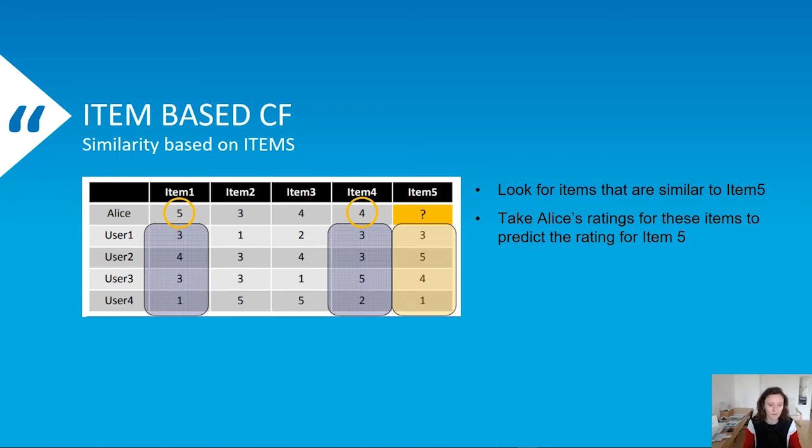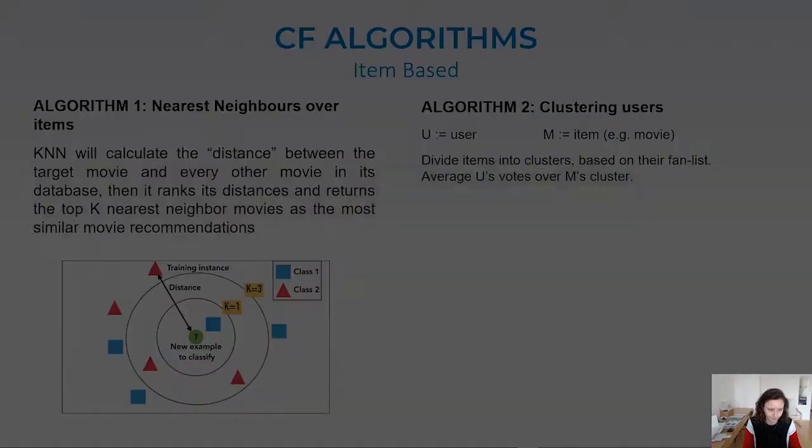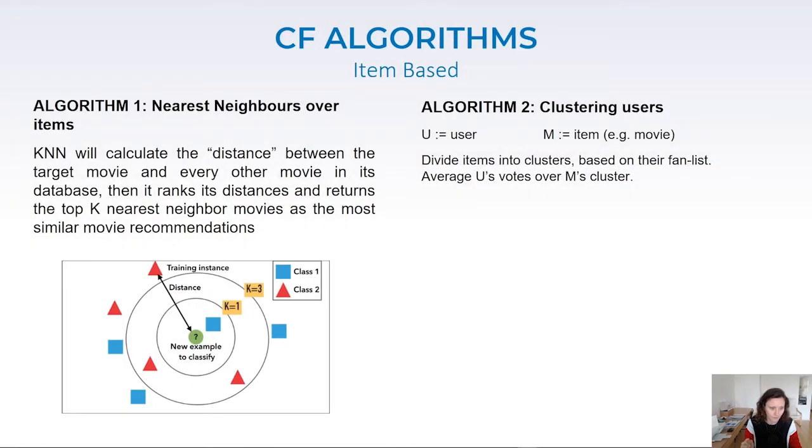For example, if item 5 is Ace Ventura number 1 and item 4 is Ace Ventura number 2, these two are similar because they are both comedy and they have one common actor, and they are movies of the same series of movies. So we can assume that item 5 will be rated as 4 by Alice. The algorithms for the item-based approach are similar to the user-based approach, but in this case, the similarity is calculated based on items instead of users.